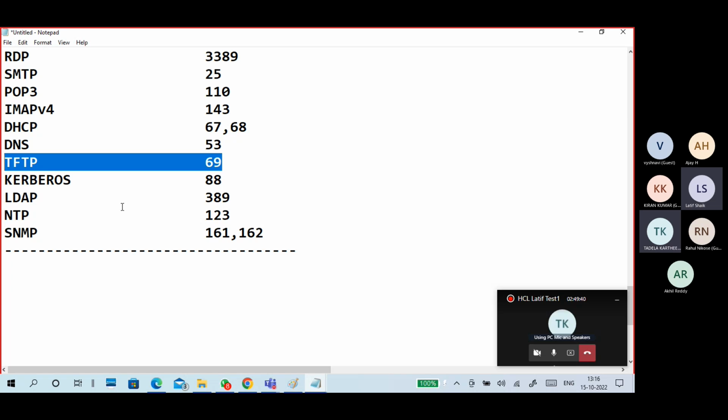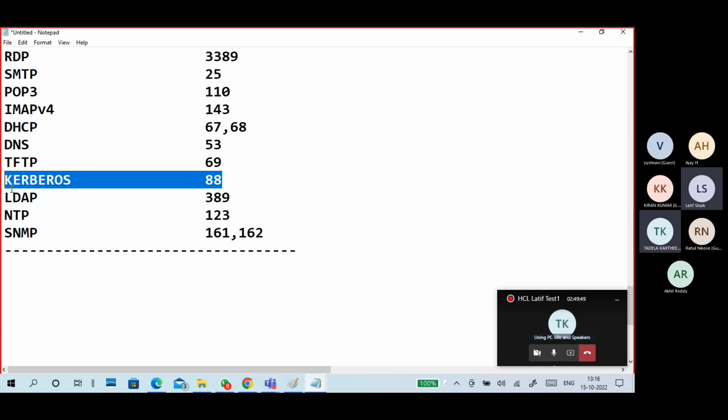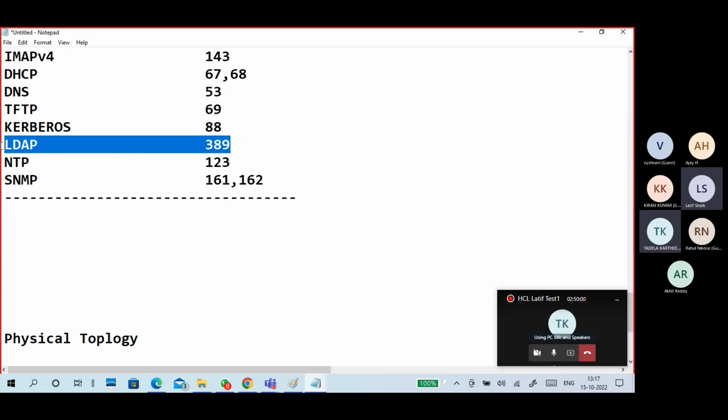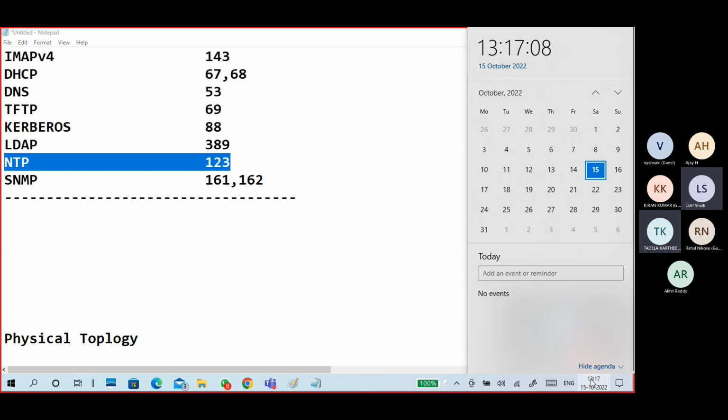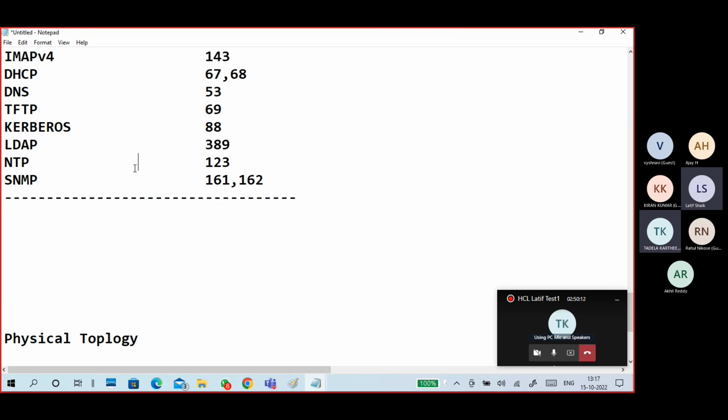TFTP, Trivial File Transfer Protocol, for uploading or downloading or backing up configuration of remote devices. Kerberos is used as an authentication protocol, mainly in Microsoft Active Directory. LDAP is also an authentication protocol. NTP, Network Time Protocol. This date and time, I got it from an NTP server, like time.windows.com. SNMP, simple network management protocol, is used for monitoring purpose.